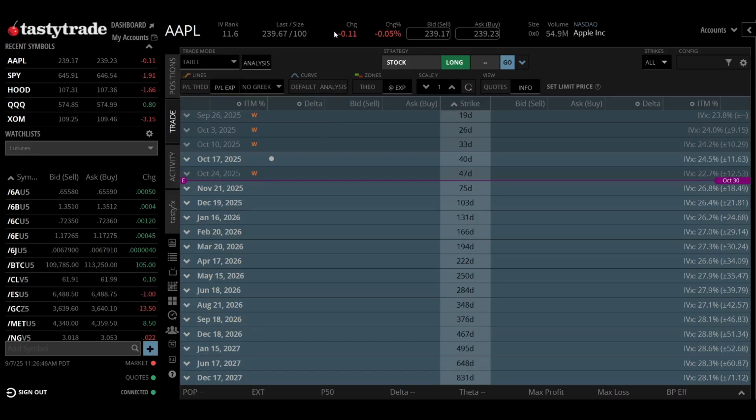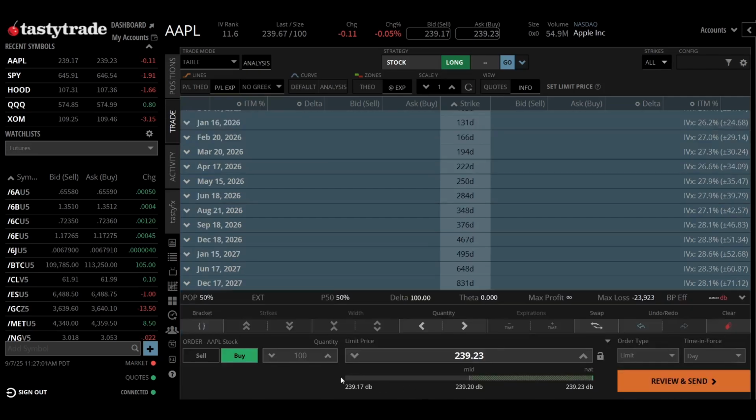So here we are in Tasty. I'm going to use Apple as my underlying because it doesn't have any dividends coming up in the near future. And what I'm going to do first is just simulate buying stock. So I'm going to come up here, click the ask to create a buy order. So I'm buying 100 shares of stock.